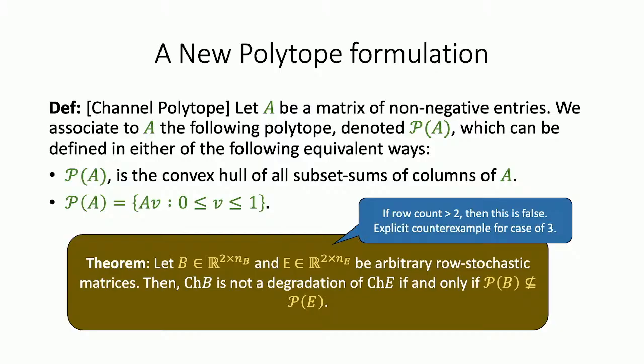Okay. And this theorem really holds just for the case of 2. For the case of 3, we actually have an explicit counterexample, which is kind of interesting, that this polytope formulation does not extend to larger alphabets.